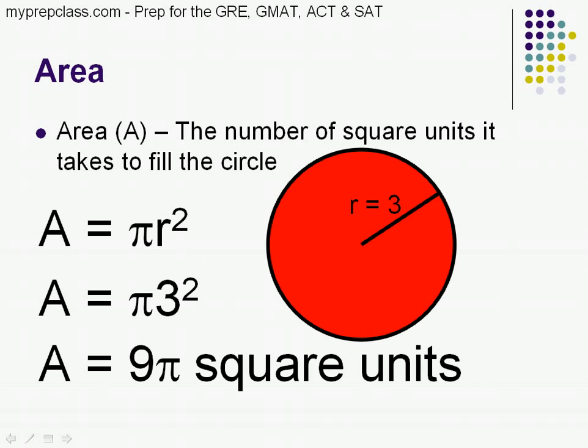To calculate the area of a circle, now you want to write this formula down and memorize it. So the area is pi r squared, or pi times the radius squared. In this example, the radius is 3, so it's pi times 3 squared. 3 squared is 3 times 3, which equals 9. So the area of the circle is 9 pi square units.